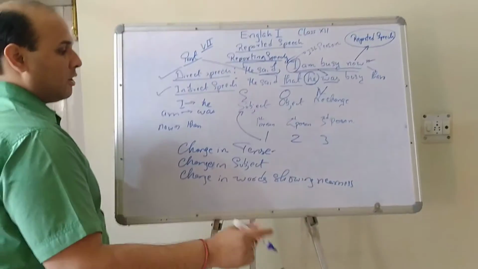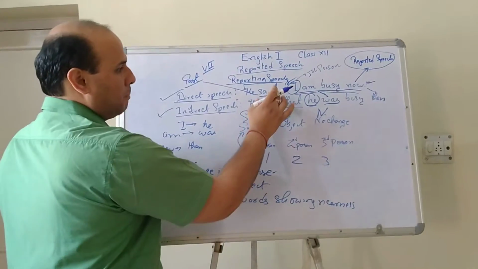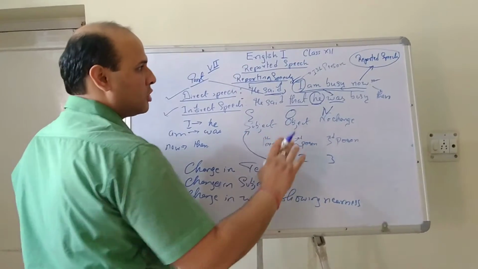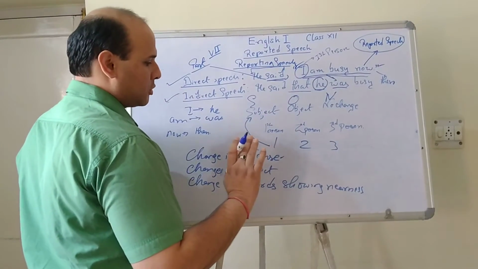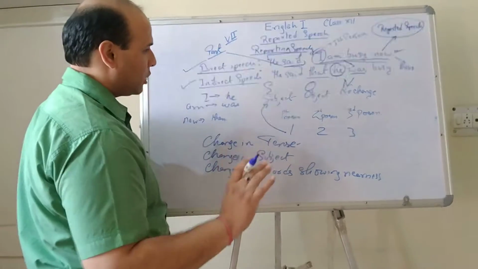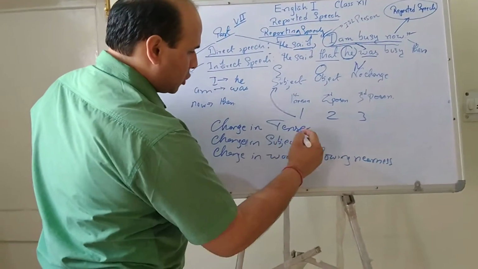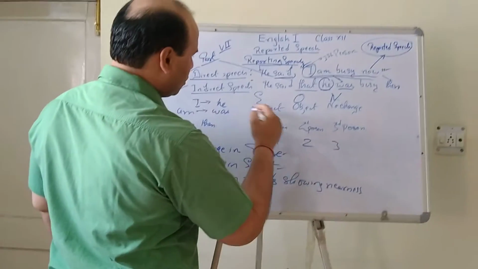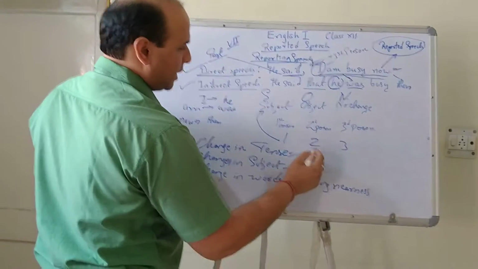Alright. Now already we have come to know that if there is a past tense, then we will have to introduce changes in the tense of the reported speech also. The same thing exactly has been done over here. So two changes we have done. Subject has been changed. The tense has been changed.